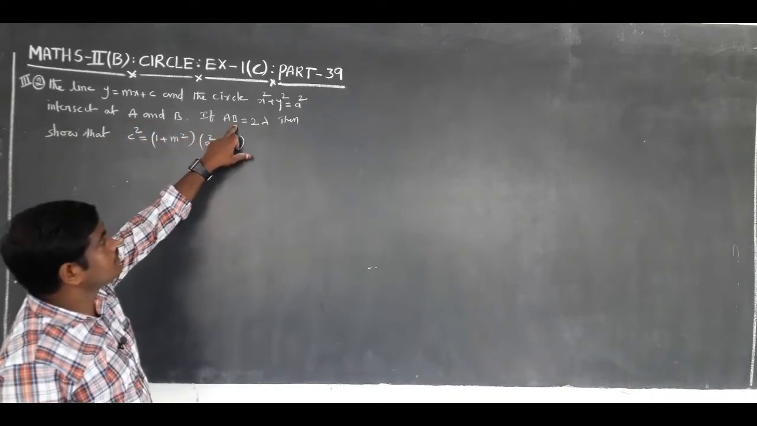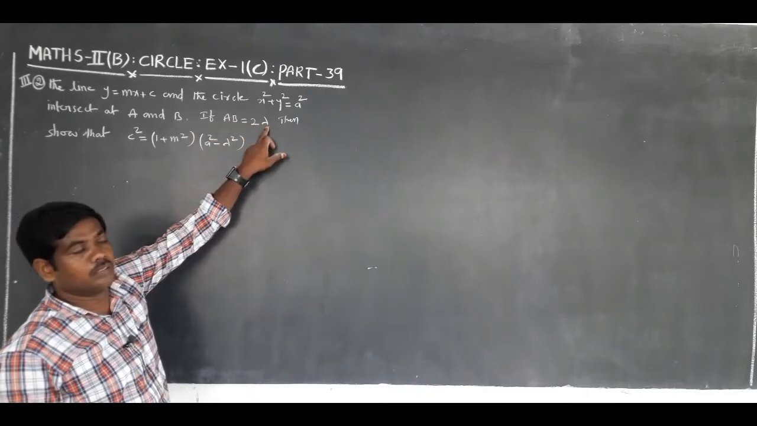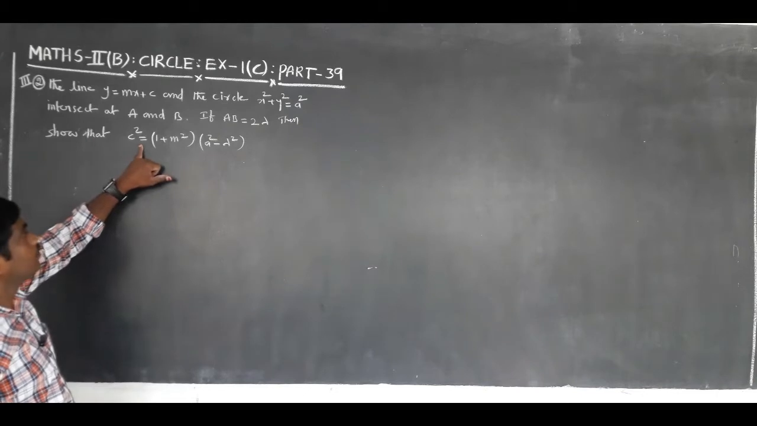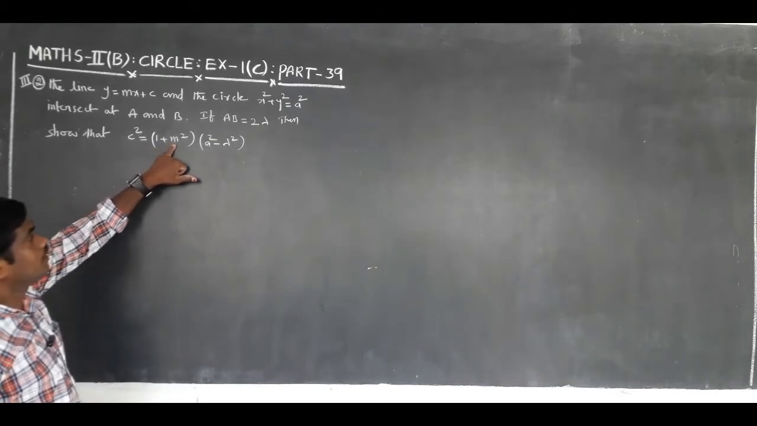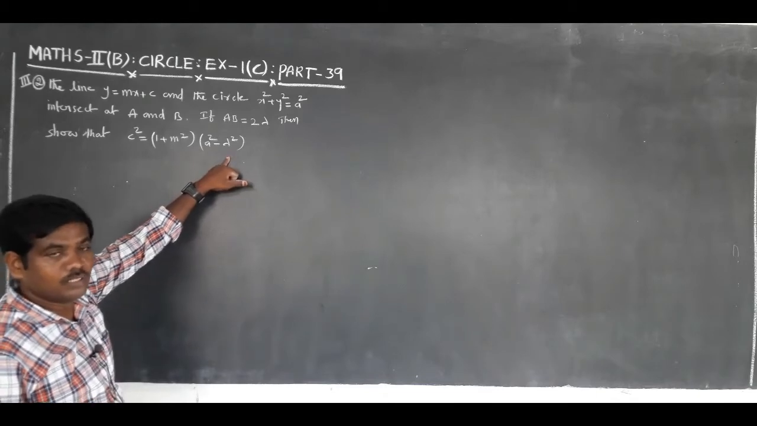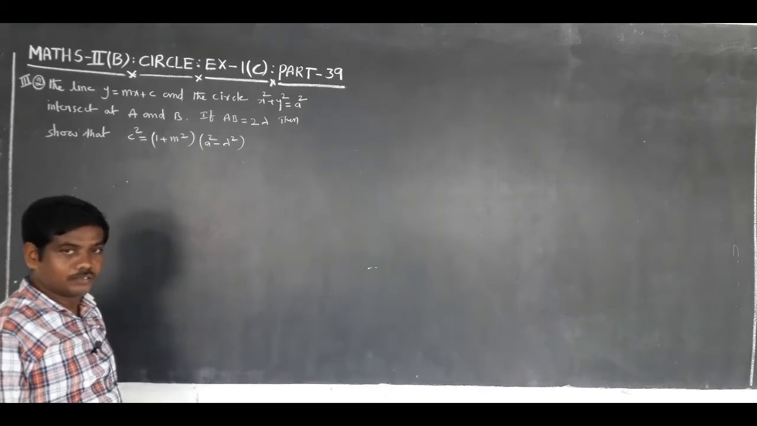If AB is equal to 2 lambda, then show that c square is equal to 1 plus m square into a square minus lambda square. This is the given data.